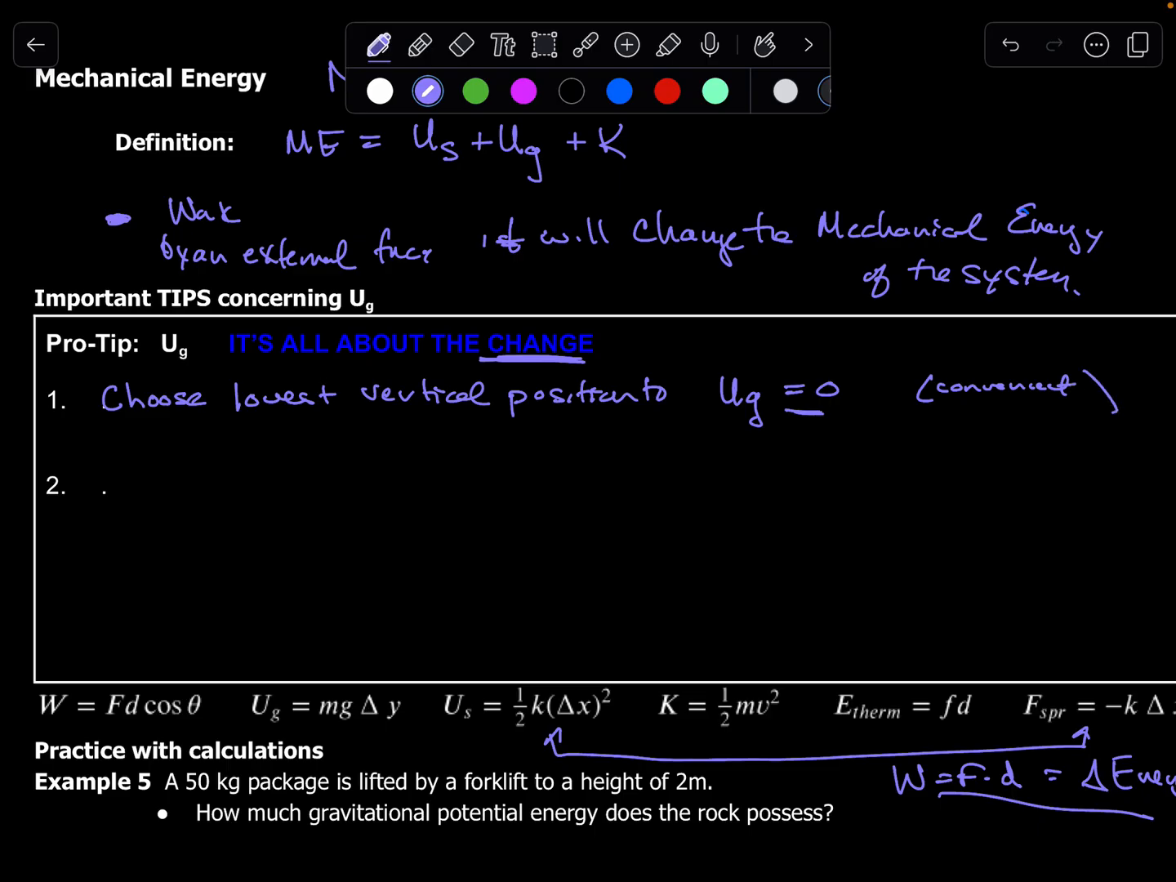All right, our second pro tip about gravitational potential energy is that gravitational potential energy is what we call path independent. So it's only the change in vertical height that matters. And I'll give an example of what I mean by that in a minute.